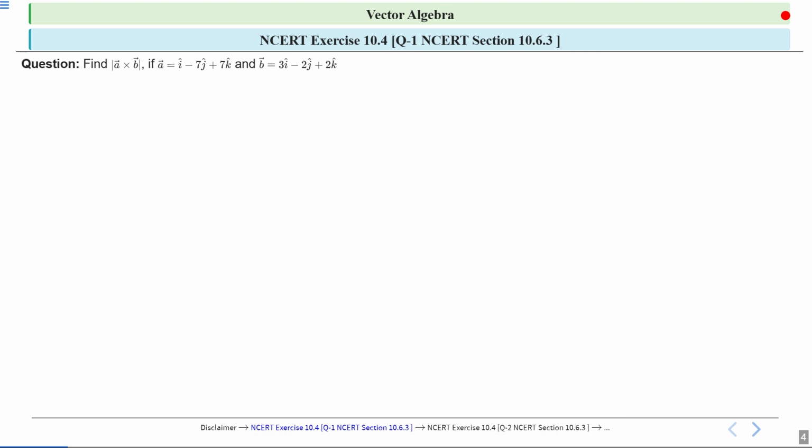We are asked to find the magnitude of the cross product of the two vectors, magnitude of a vector cross b vector, where a vector is given as i cap minus 7 j cap plus 7 k cap and b vector is given as 3 i cap minus 2 j cap plus 2 k cap. Now remember, the cross product of two vectors gives us a new vector that is perpendicular to both, and its magnitude can be found using the formula magnitude of a vector cross b vector. So let's see how we can solve this.